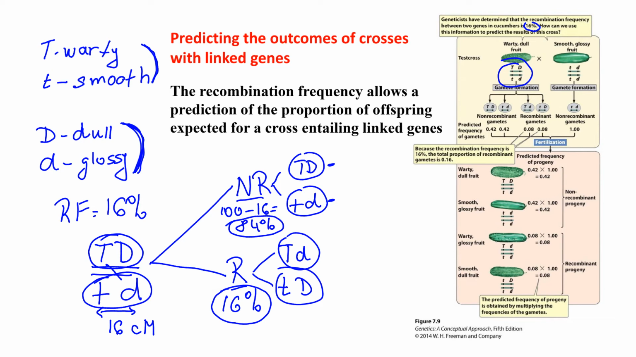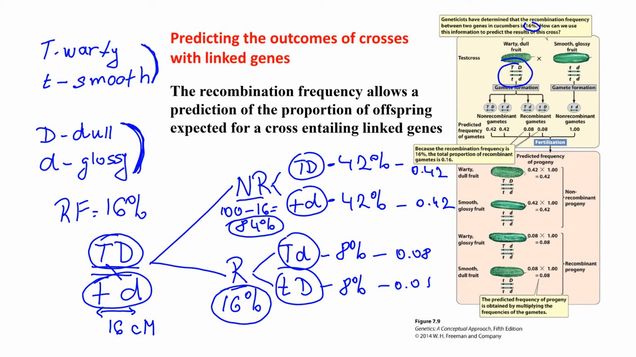Identically, when you look at recombinant gametes, both kinds of recombinant gametes will comprise 16% of progeny. So 8% will have dominant T and recessive D, and 8% will have recessive T and dominant D. So if you convert this into frequency calculation, you will have 0.42 here, 0.42 here, and this one is 0.08, and this one is 0.08.